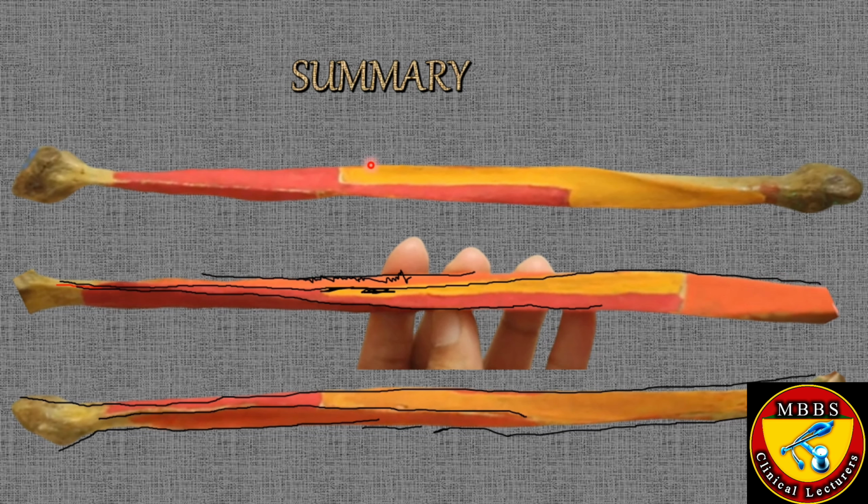Now the lateral surface gives origin in its upper 1/3, the whole of the upper 1/3, plus the posterior half of the middle 1/3, to the peroneus longus muscle, whereas the anterior half of the middle 1/3 and the whole of the lower 1/3, this yellow one, gives origin to the peroneus brevis. Lateral surface: peroneus brevis, peroneus longus.